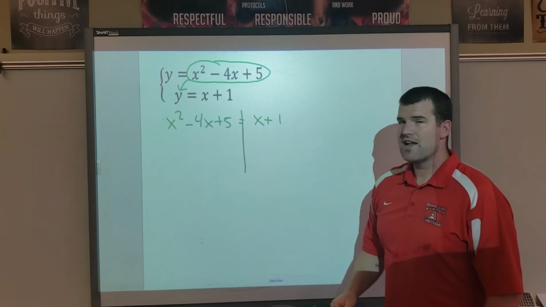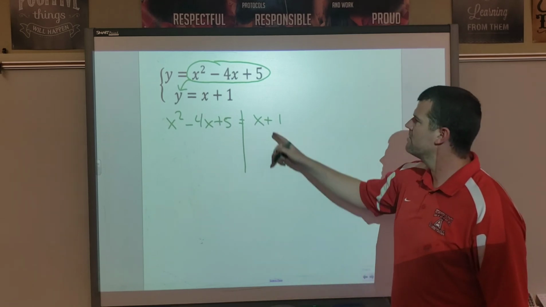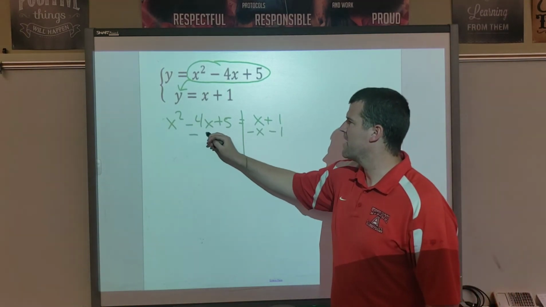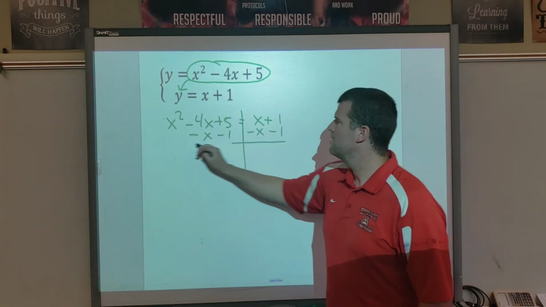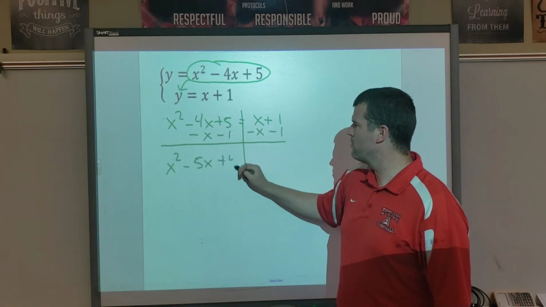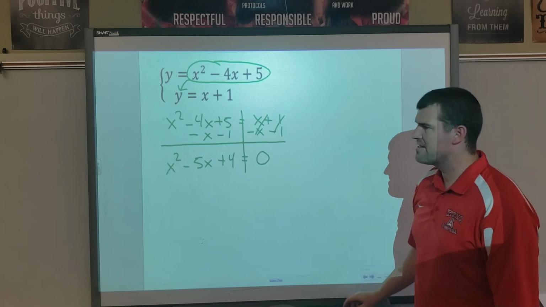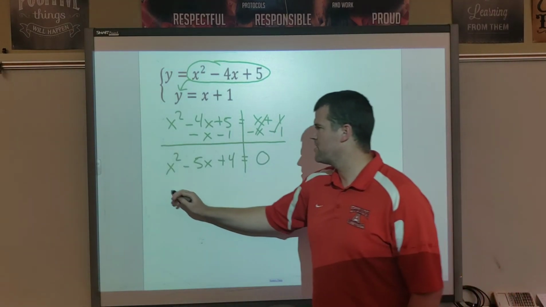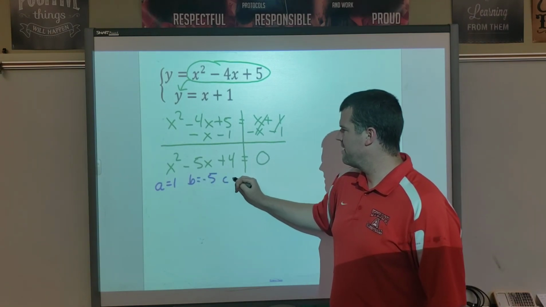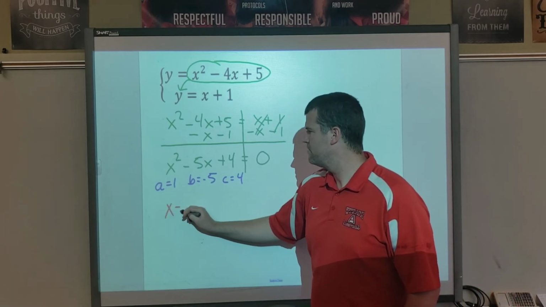To solve this quadratic, what do I want one side to equal? I want it to equal 0. So I'm going to subtract x and subtract 1, which gives me x squared minus 5x plus 4 equals 0. It's now in standard form and it's set up perfectly for my quadratic formula. a is 1, b is negative 5, c is positive 4. Plug it in.